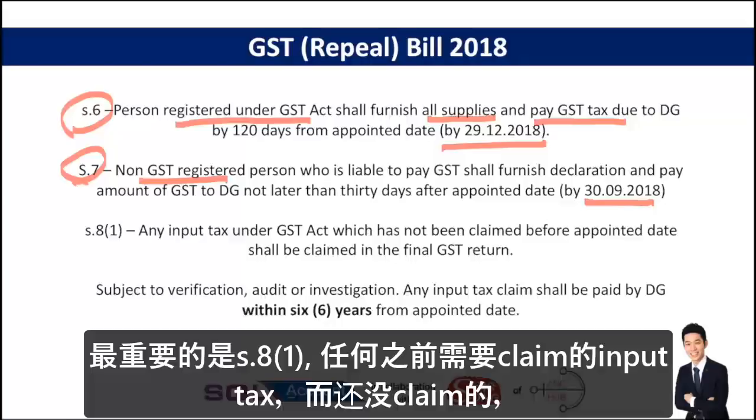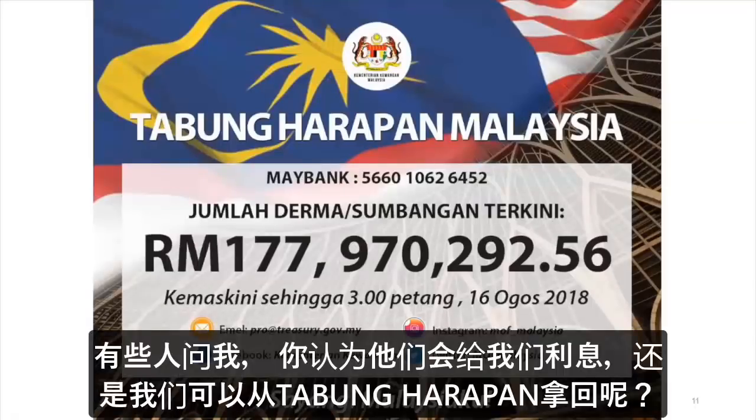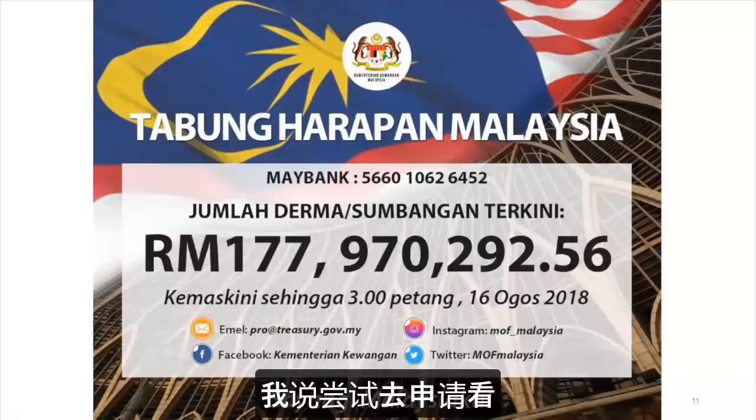The most important provision under the GST Repeal Bill is Section 8.1. Any input tax under the GST Act which has not been claimed shall be claimed in the final GST return, which is August. However, subject to verification on your investigation, they will pay you back within 6 years. Someone asked me, do you think they will pay us interest or can we refund from the Tabung Harapan? I said, go ahead and try and apply.